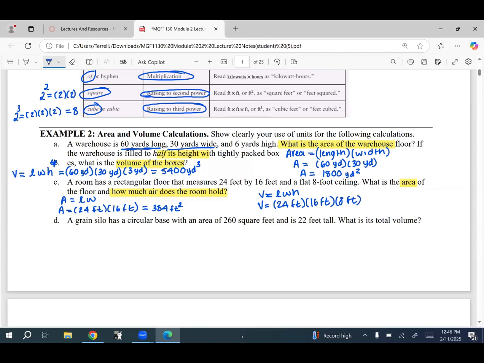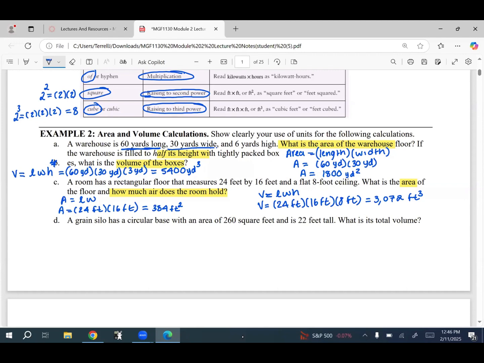So that's 24 feet times 16 feet times 8 feet. And if you multiply that, you should get 3,072. And the units here would be feet cubed or cubic feet. Let's look at the next one. A grain silo has a circular base with an area of 260 square feet and is 22 feet tall. What is the total volume?